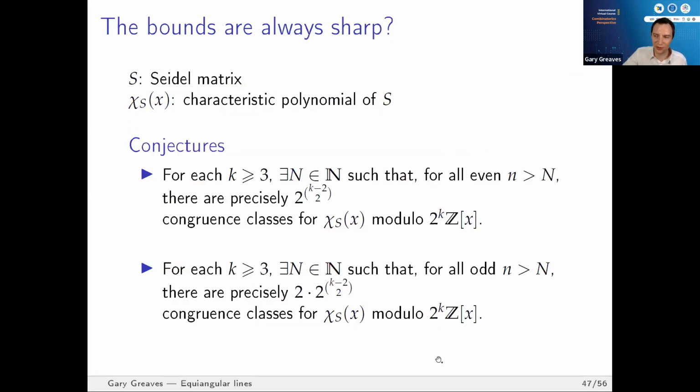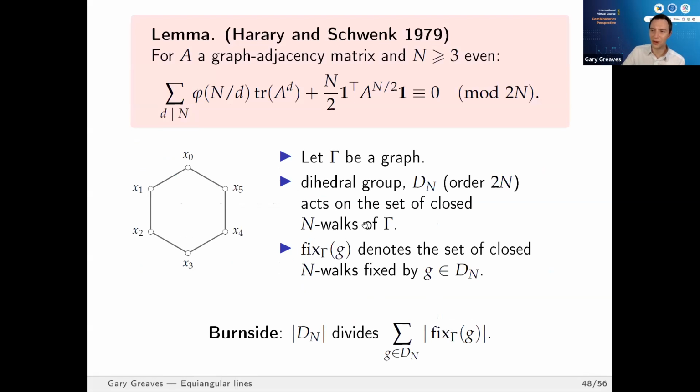So here's a couple of conjectures that you can think about. The first one says if k is at least 3, then if you make your n large enough and even, there's going to be equal to 2 to the k minus 2 choose 2 congruence classes for the characteristic polynomial of a Seidel matrix modulo a power of 2. And we have a similar one for the odd case. If you make n large enough and odd, there's precisely this number of congruence classes for characteristic polynomials of Seidel matrices modulo a power of 2. Okay, so this is an open conjecture. I think it's quite an interesting thing to work on.